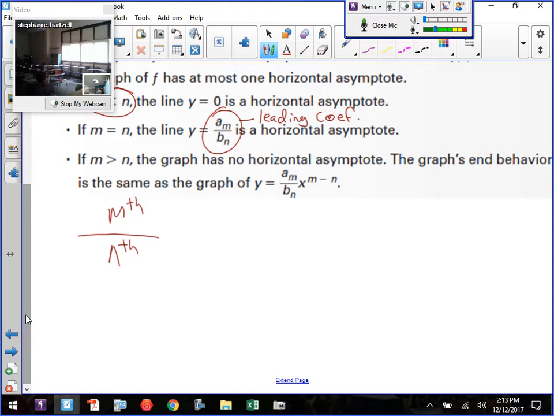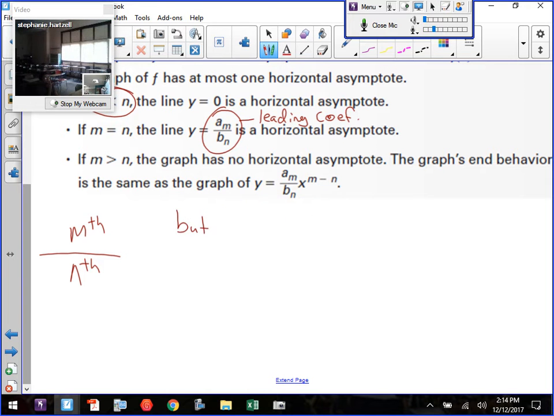And the last one is a little bit different. There are 2 parts to it. One of them is listed, the other one is not. We'll talk about that in a minute. If the numerator has a higher degree than the denominator, there is no horizontal asymptote. We'll worry about this end behavior later on.